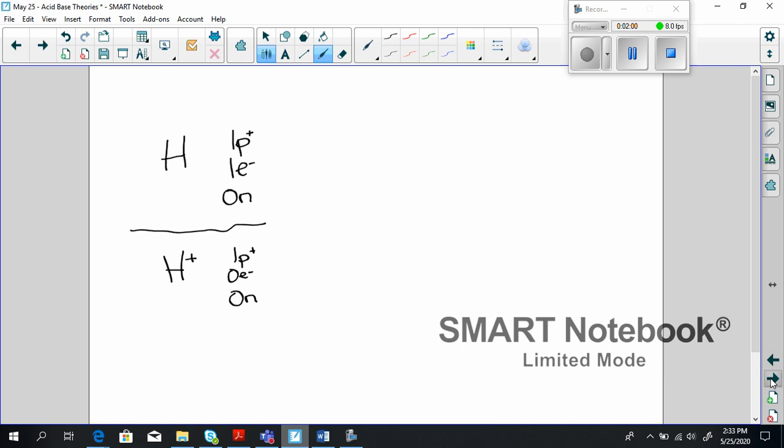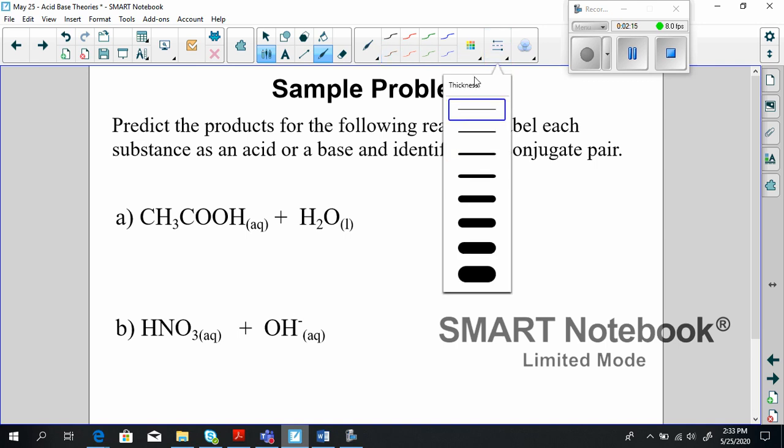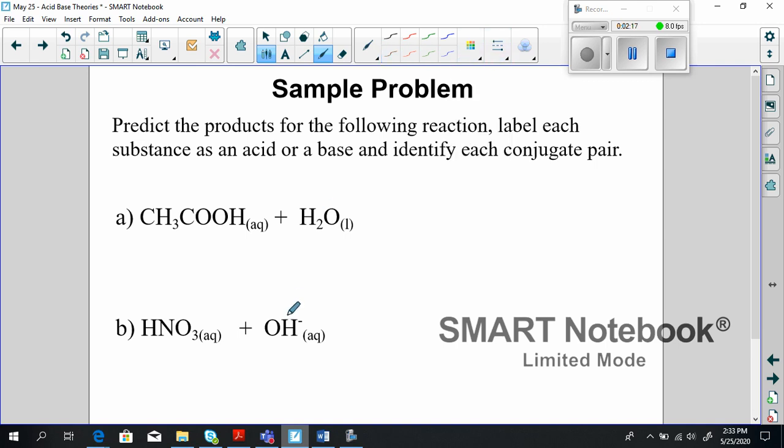So if we look at our 3 sample questions, what we're asked to do here is predict our products. We're asked to label each substance as an acid or base, and we're going to identify each conjugate acid-base pair. So our first order of business is to look at our starting materials and determine which one of these substances would be most likely to donate a proton, and which one of these substances would be most likely to accept a proton, or a hydrogen ion.